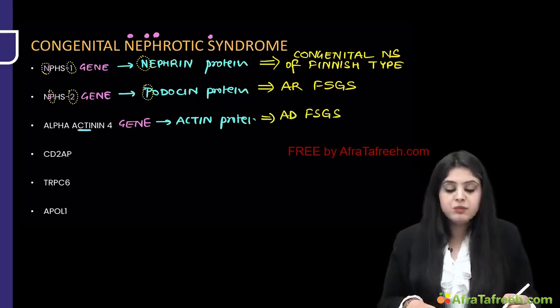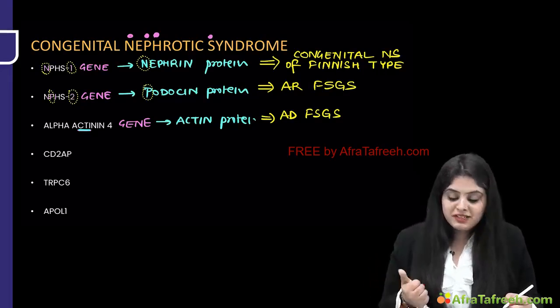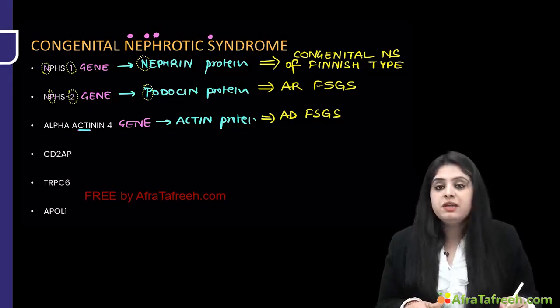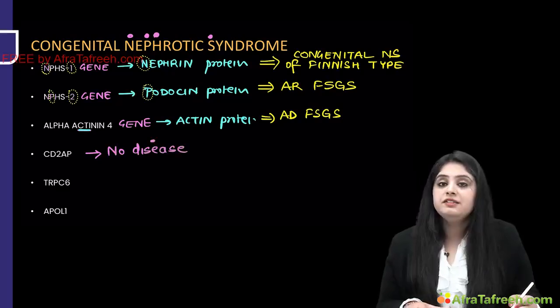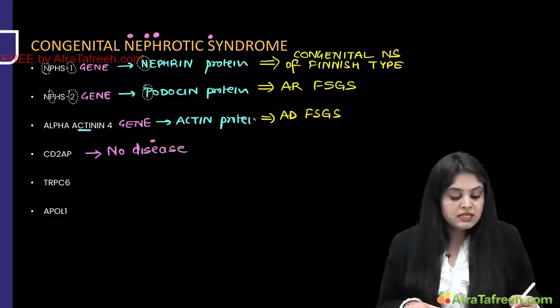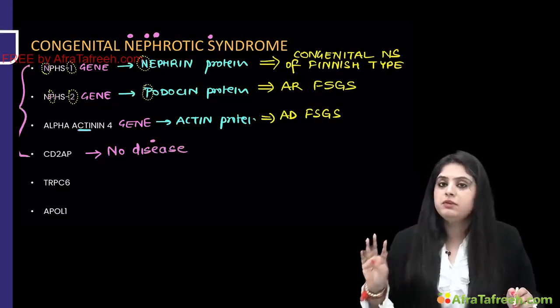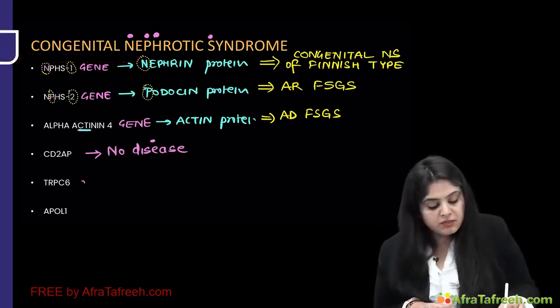Don't feel that ma'am is going to leave us on our own to learn this and not give us any mnemonics. Of course I will, when the right time comes. Next, if the CD2AP gene is mutated, finally I don't have any mnemonic for this, because there is no disease when CD2AP gene is mutated. Then these 4 I had marked: nephrin, podosin, CD2AP, actin. There are some miscellaneous genes also that can be defective.